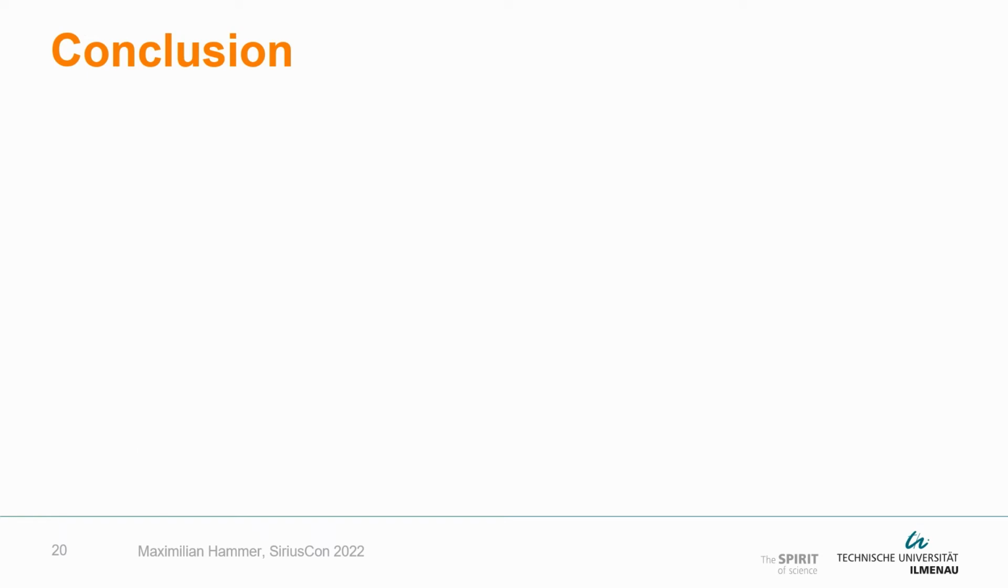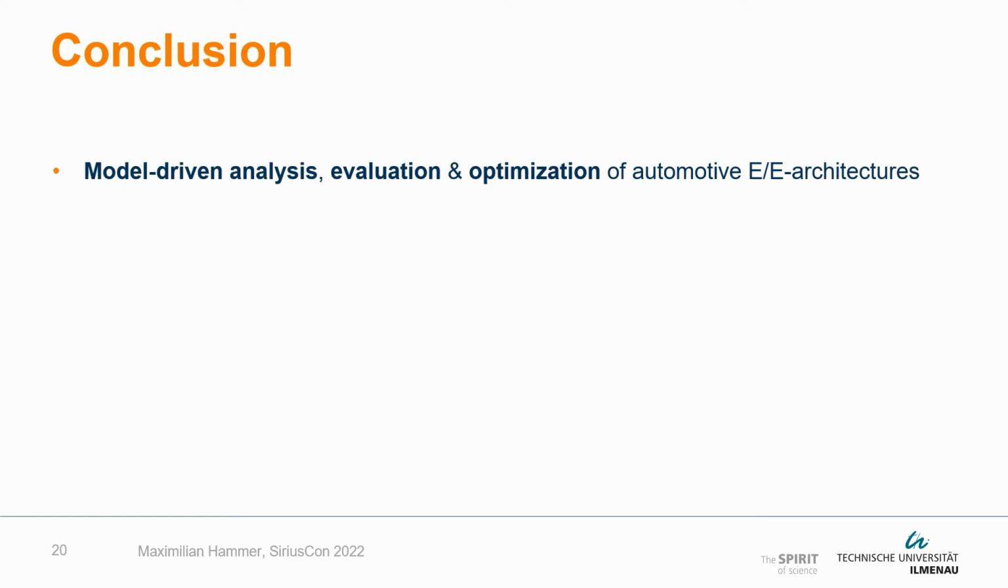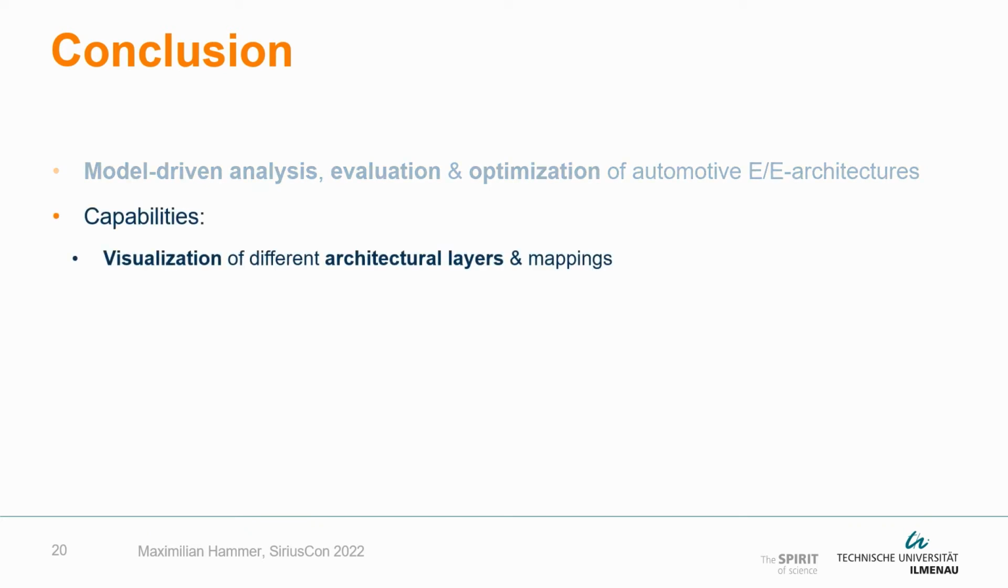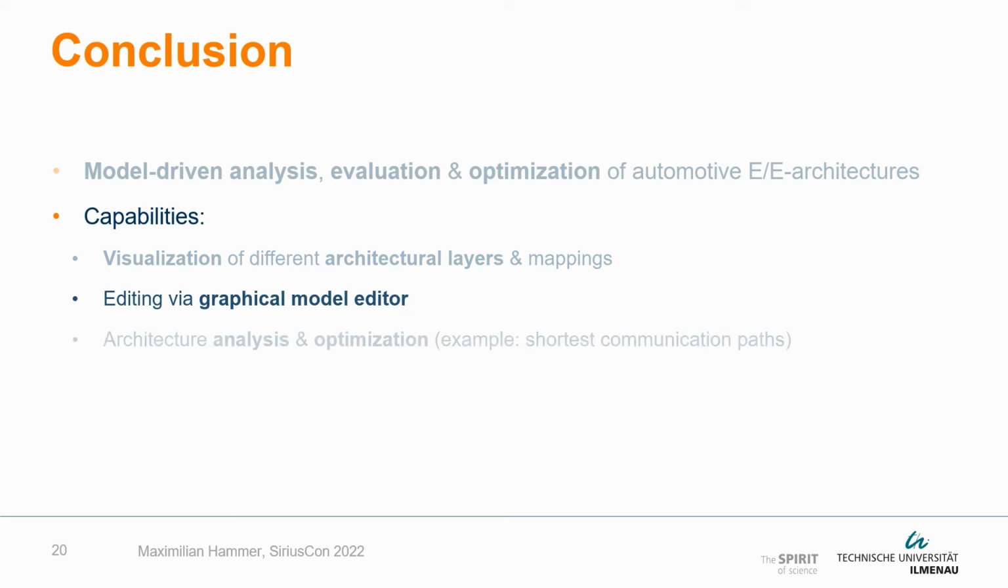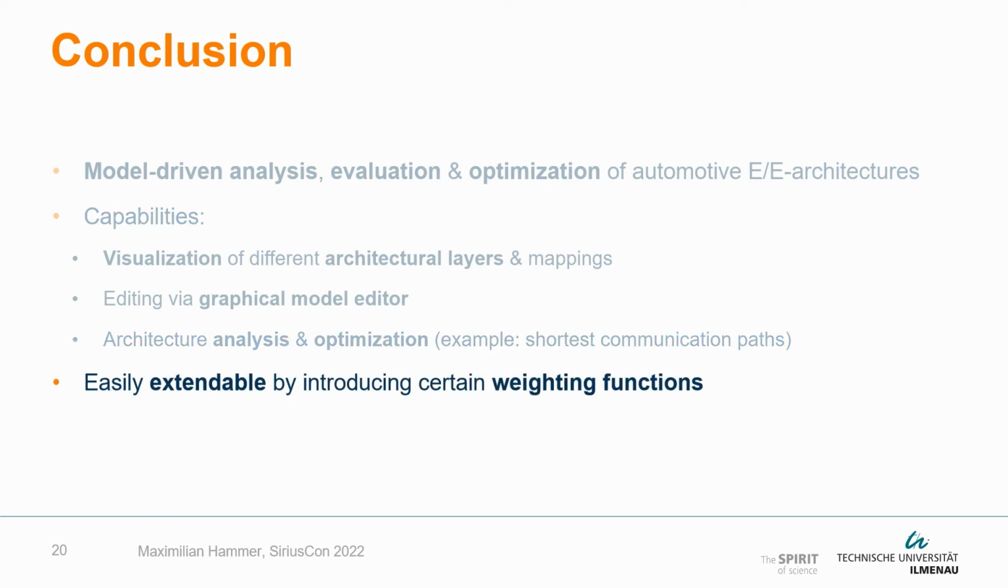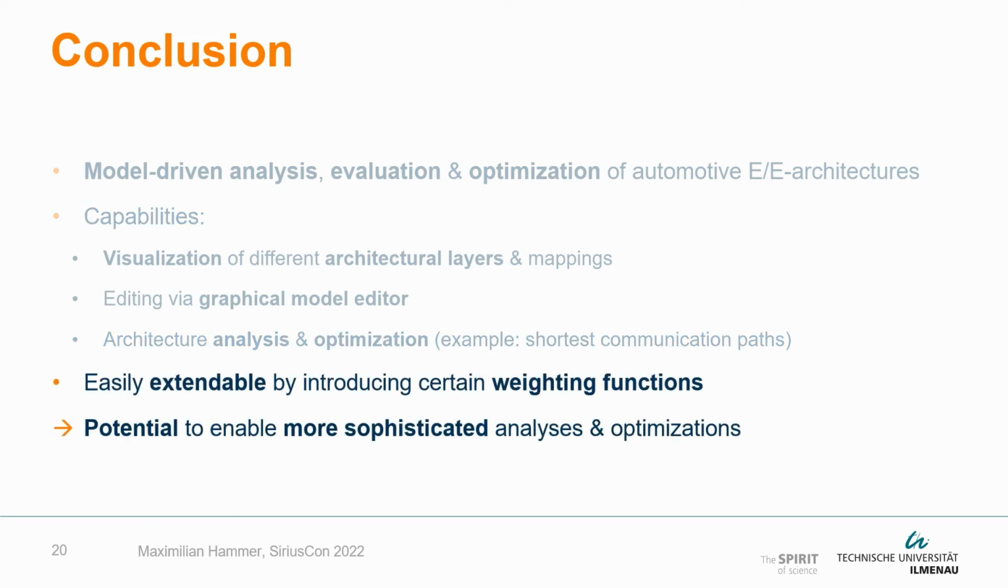Finally, let's conclude. In this paper, we presented an application for model-driven analysis, evaluation, and optimization of EE architectures based on the Eclipse Sirius framework. It serves the purpose of visualizing different architectural layers of an EE system as well as the mappings between them. The logical and hardware architecture of a particular user-defined context can be visualized and edited using the graphical model editor. Furthermore, these architectures can be analyzed and optimized by traversing the communication topology and finding optimal communication paths. The application can be easily extended by certain weighting functions to enable optimization regarding specific measures.